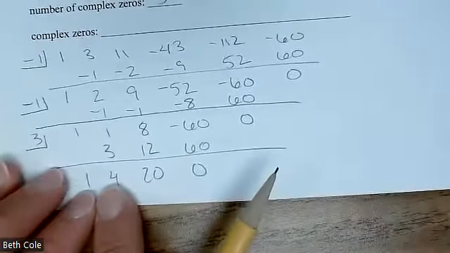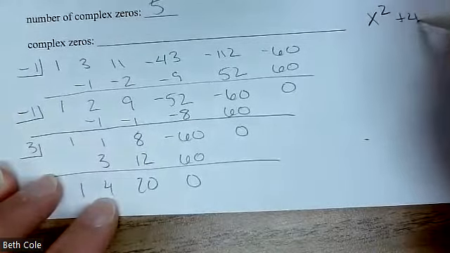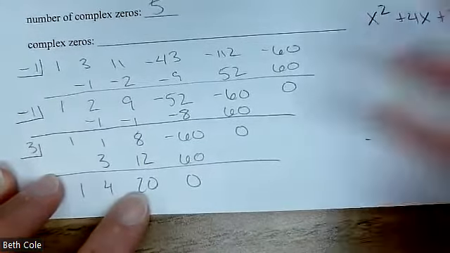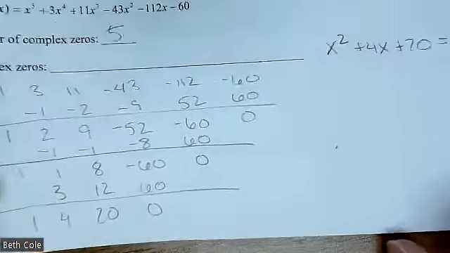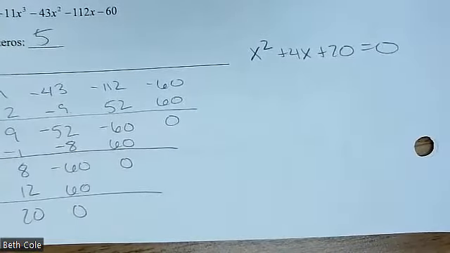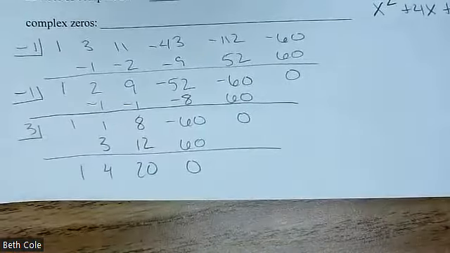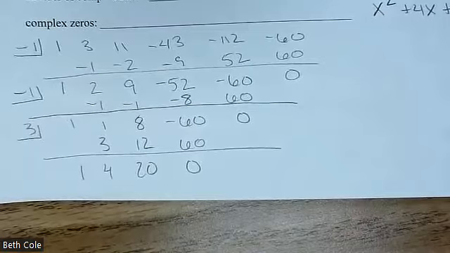So off to the side here, when I put the x's back in, it's going to be x squared plus 4x plus 20 equals 0. That won't factor. It won't on your test either. Oh, wait, sorry. Did I leave you behind? Okay, I'm sorry. Let me pause for a second.